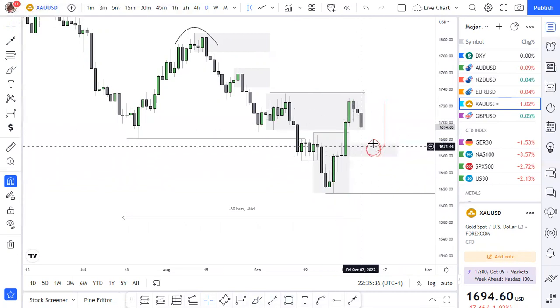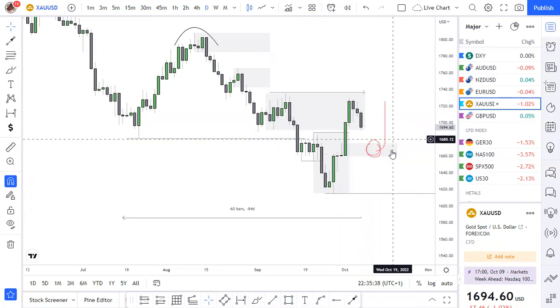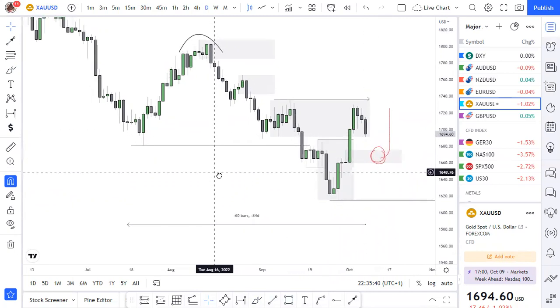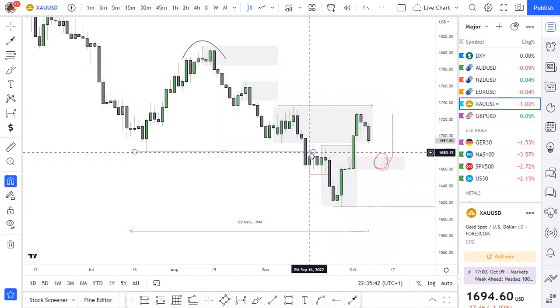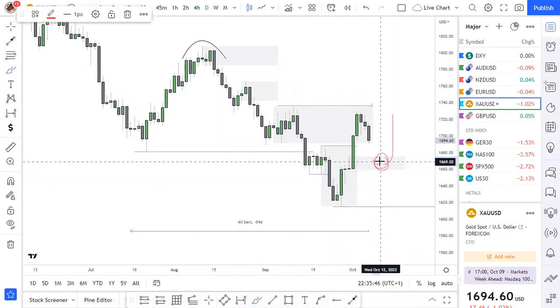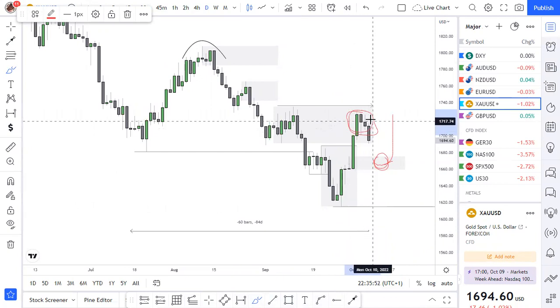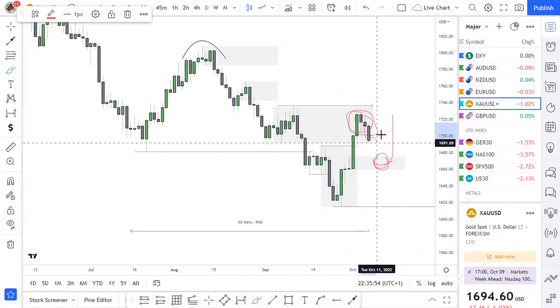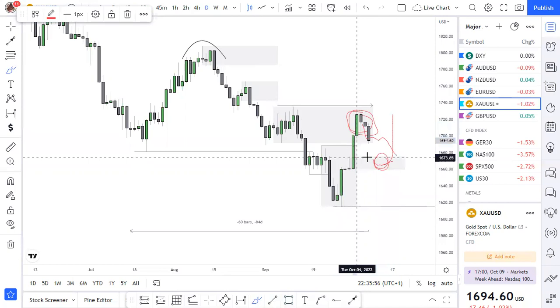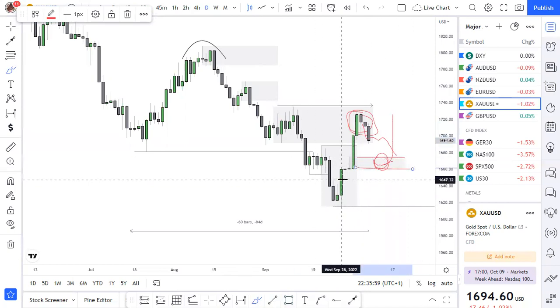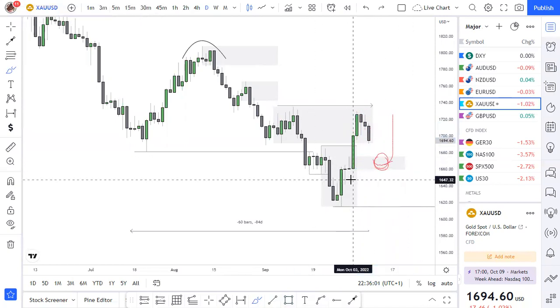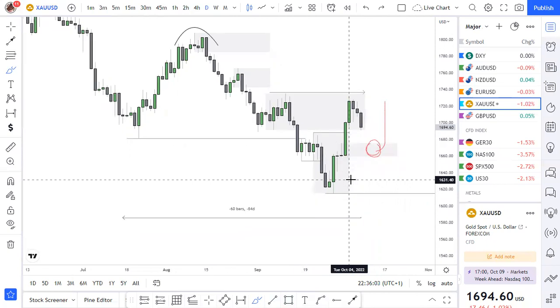So we can look for the reaction here, and better still, we can study the 4 hour structure and see how the 4 hour reacts to this zone, or maybe how the 4 hourly time frame is reacting from this weekly zone here, and then we can maybe look for sales to maybe target this range here. Yeah, we'll just see how it goes, but there are a lot of things that can happen here.